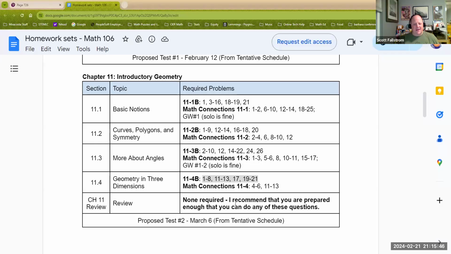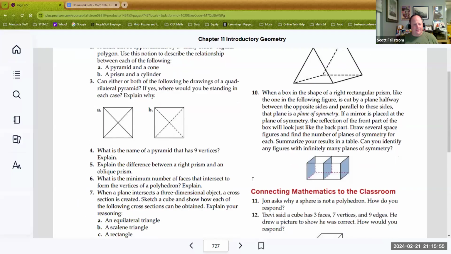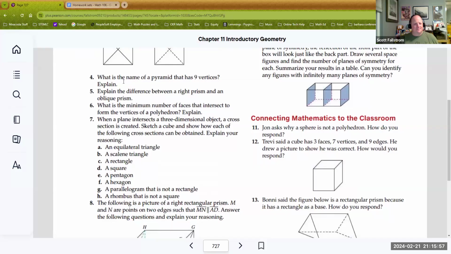Hello, students. We're looking at math connections 11-4, and we've got 4 through 6 and 11 through 13. So let's take a look at some of these pieces. 4 through 6. What is the name of a pyramid that has 9 vertices?